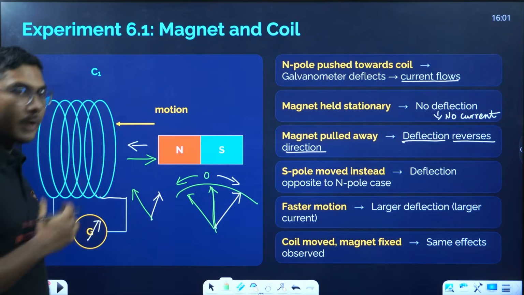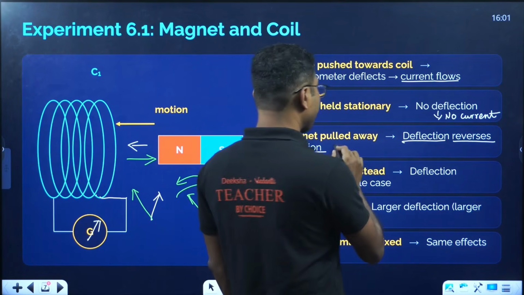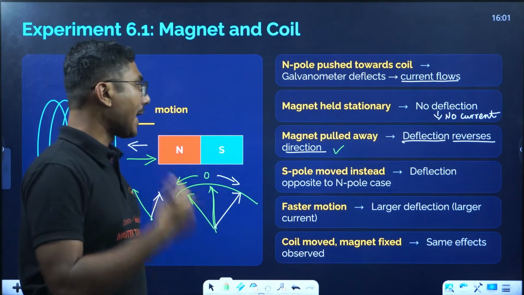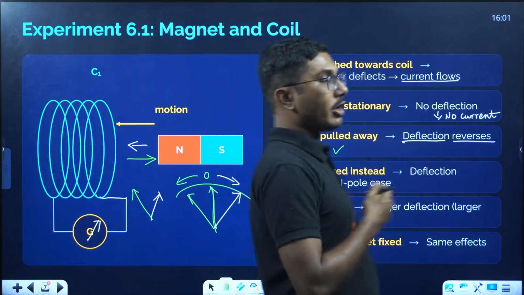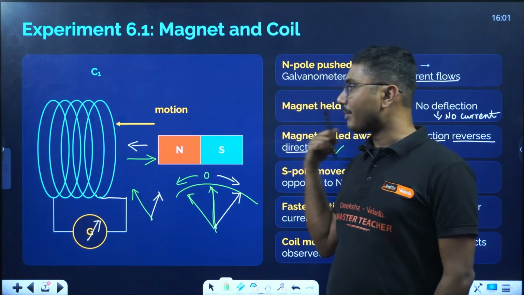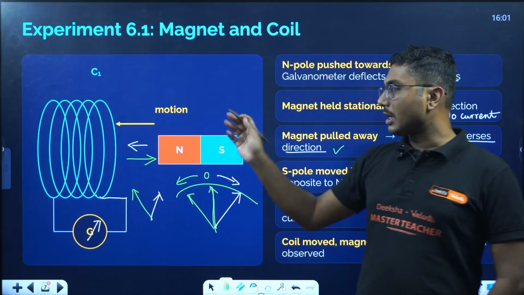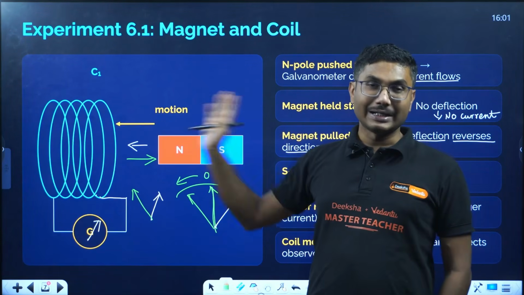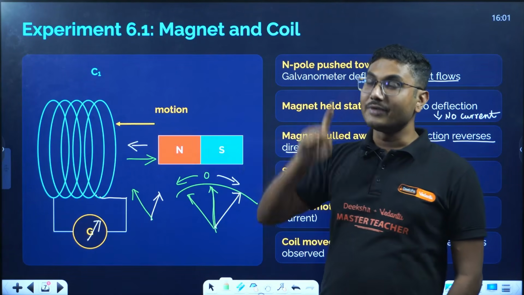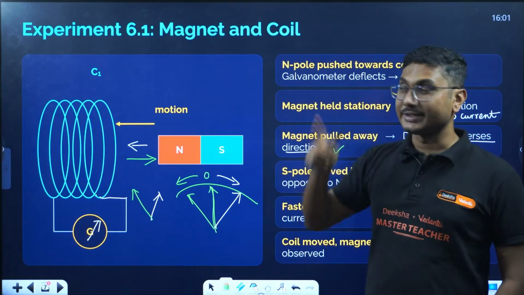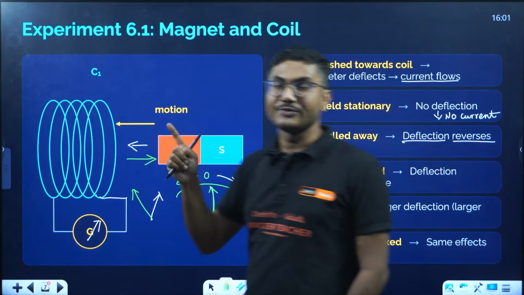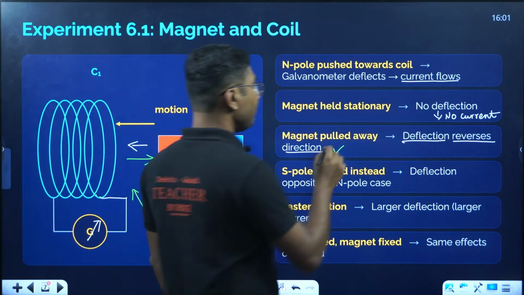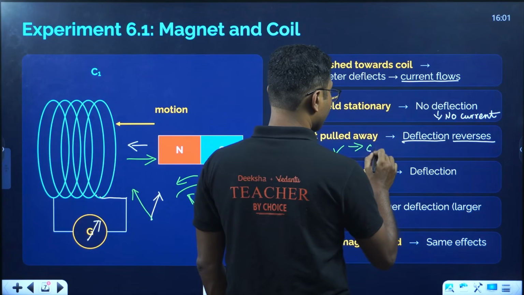Okay, so that is super duper important. This point you cannot miss. This point has to be written if the question is being asked: what happens in the coil-magnet experiment. You have to mention that when the magnet is brought towards the coil, you get a current. When you move the magnet in the opposite direction, the direction of deflection reverses, which gives an opposite current.